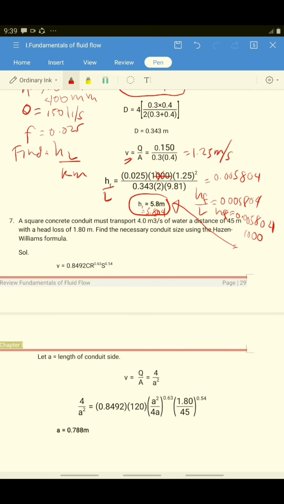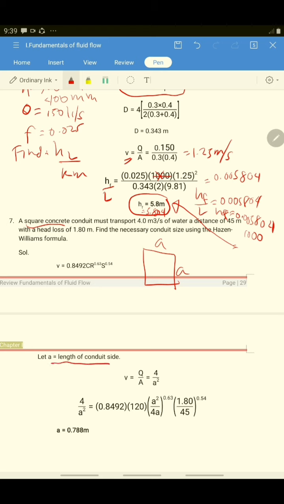Okay, for number 7, a square concrete conduit must transport 4 cubic meters per second of water a distance of 4 meters with a head loss of 1.8 meters. Find the necessary conduit size using the Hazen-Williams formula. So you need to find the size of a square, no? So when you say square, equal sides. So this is the length.